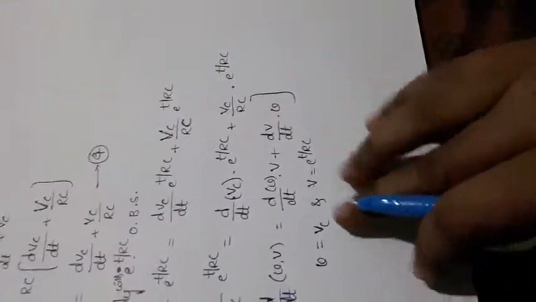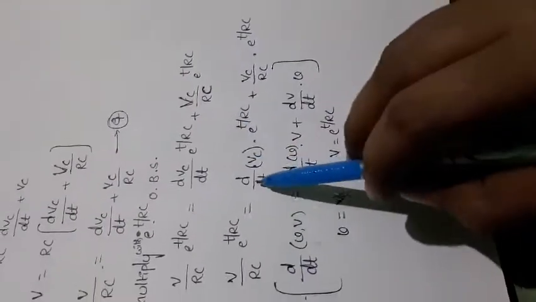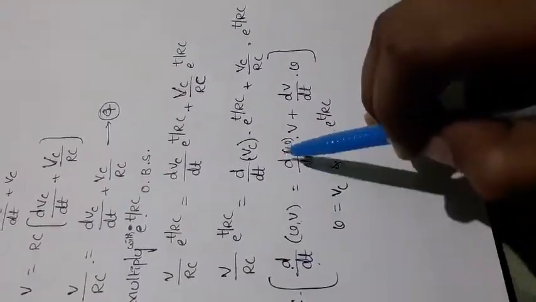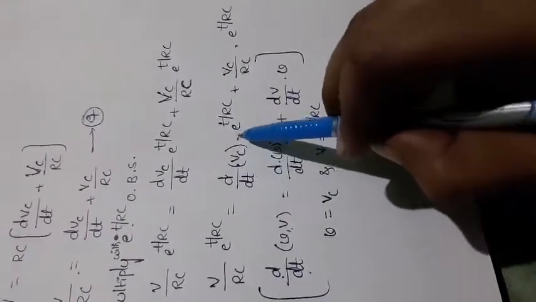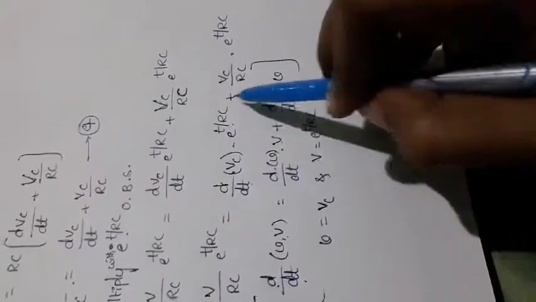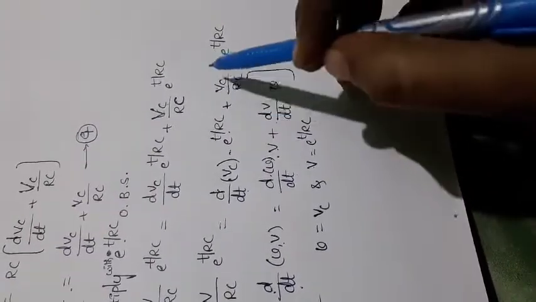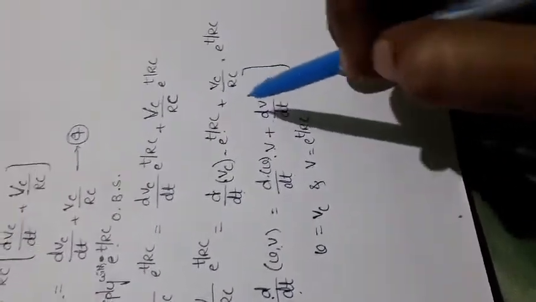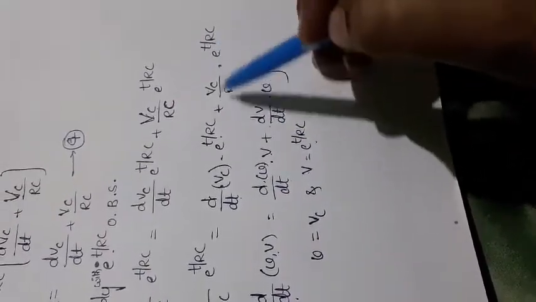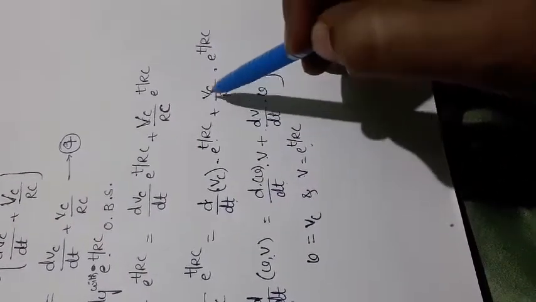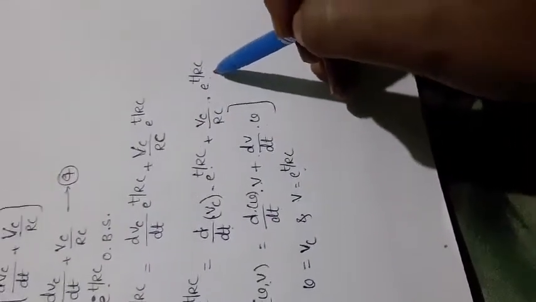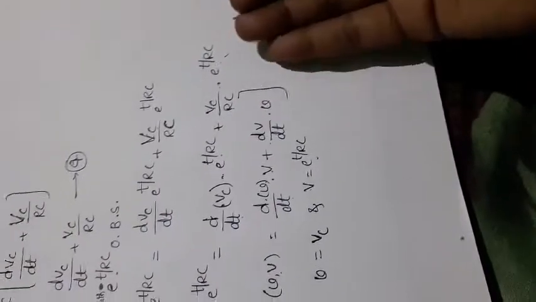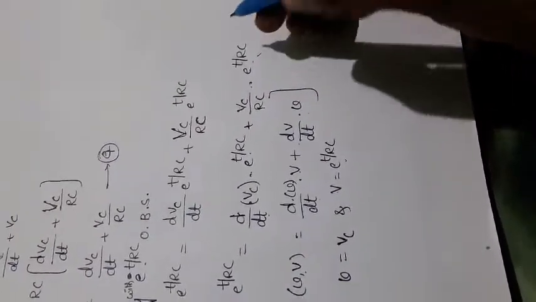Just observe one thing here. First, d by dt of uv is the differentiation of u into v, plus the differentiation of v. Here v is e power t by Rc, which means u will be constant now. So Vc by Rc is constant, and the differentiation of e power x gives again e power x, right? So how do we get that value? Just observe one thing here.